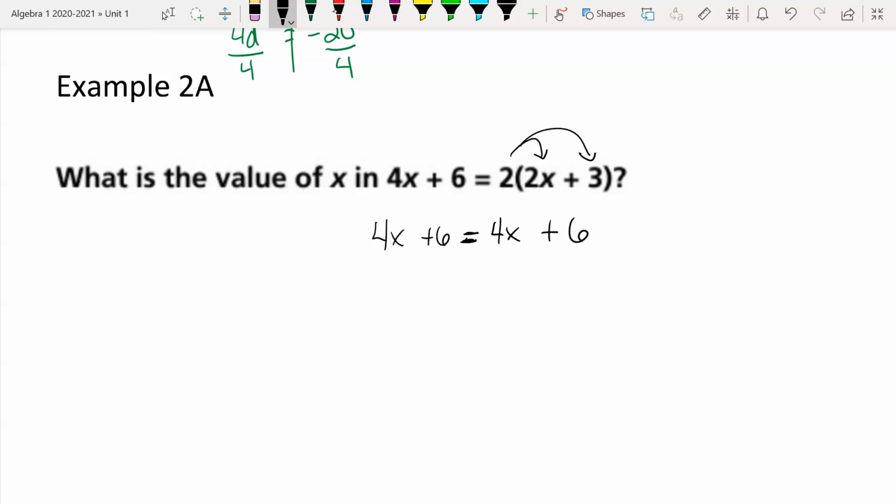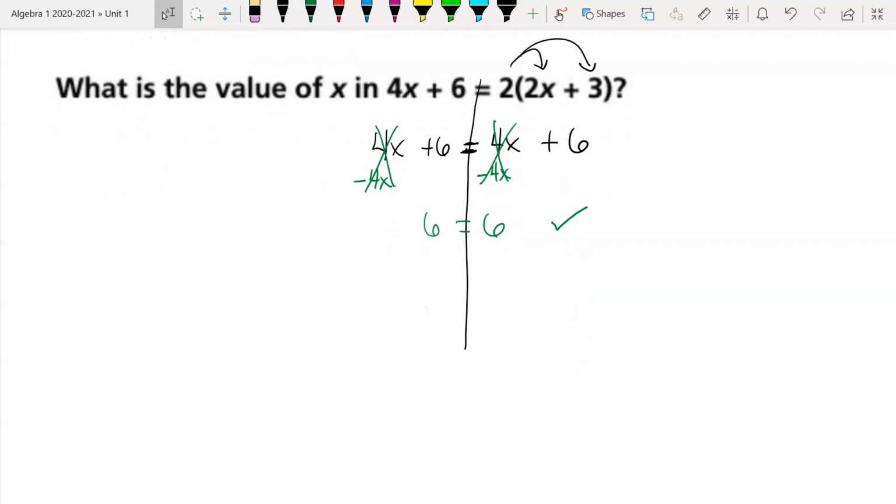Well, most people could stop right here and say, well, that's the same thing, right? Well, if we keep going, all right, I subtract 4x, subtract 4x. Well, how many x's do I have now? I don't have any, right? So the x's are gone. So I have 6 equals 6. Does 6 equal 6? The answer is yes. So this is a special case, we call this an identity.